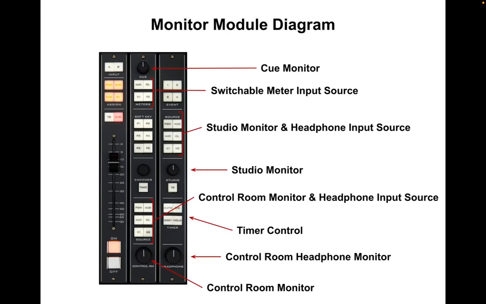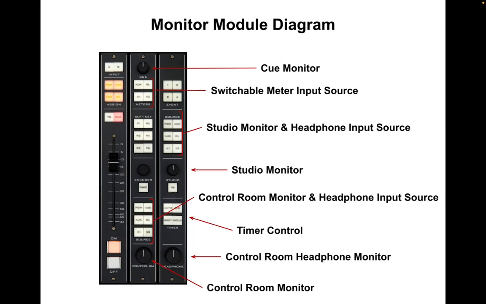Moving on to the monitor module diagram, which contains the in-studio monitoring assignments and controls. The control room monitor is the volume control for the studio speakers, not the volume of what is on the air. Remember, that is controlled by the slide fader and shown on the VU meter. The control room monitor controls how loud or soft the announcer wants to hear the broadcast in the studio. The control room headphone monitor controls the volume of the operator's headphones.